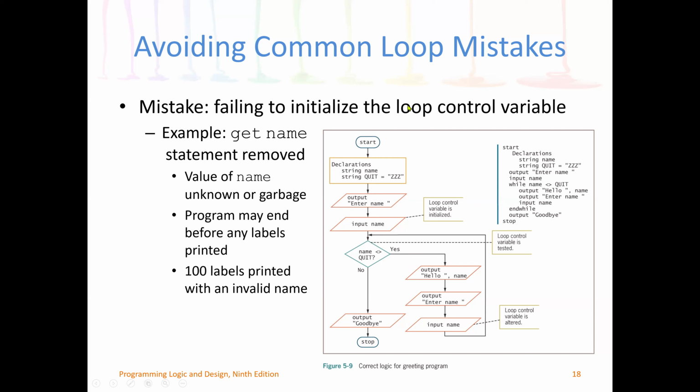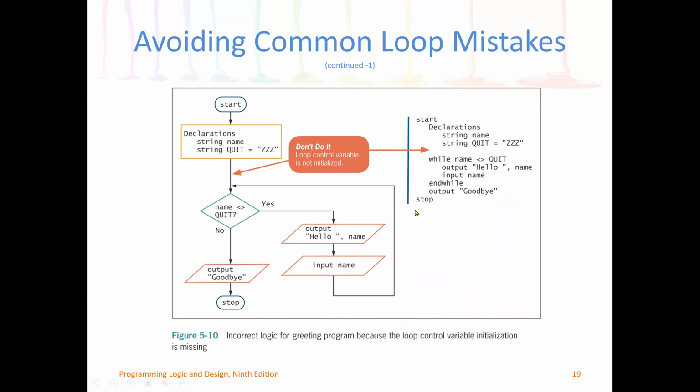And also, failing to initialize the loop control variable. This is serious. If you have a counter-controlled loop, you have to start somewhere. Otherwise, you may have some garbage or some data already in that variable, and it may be any value, and that can change the implementation and the number of times the loop has to execute.